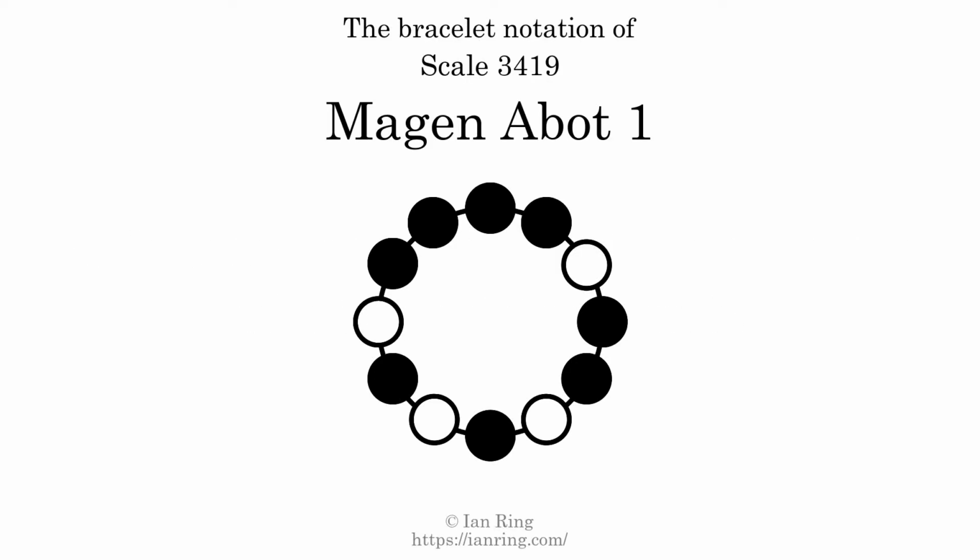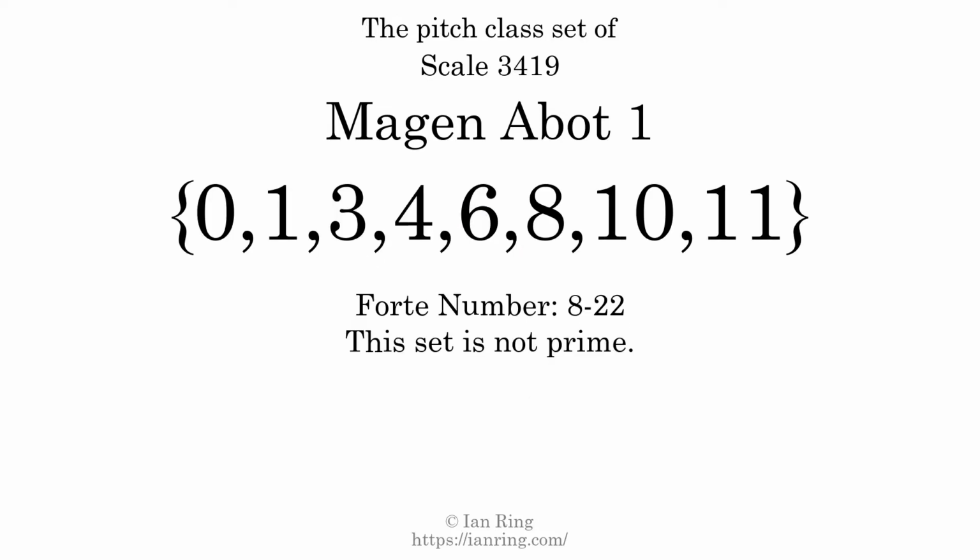This is a bracelet notation diagram of scale 3419. The shaded circles represent tones that appear in the scale, and they are read clockwise, starting at the top. The pitch class set for this scale is 0, 1, 3, 4, 6, 8, 10, 11. The forte class is 8-22. This set is not prime.